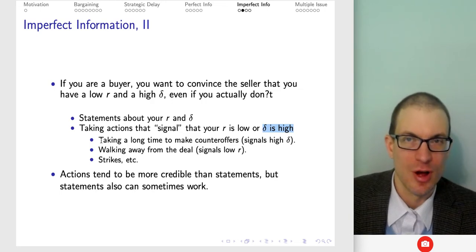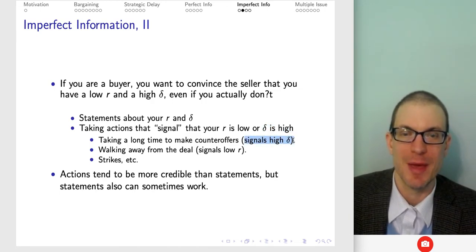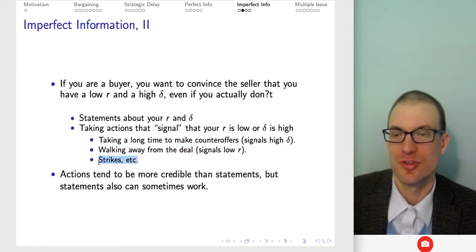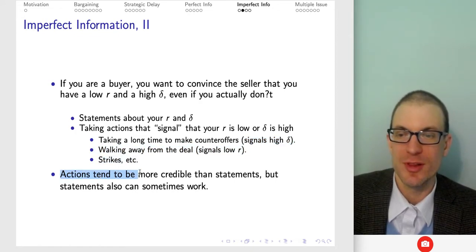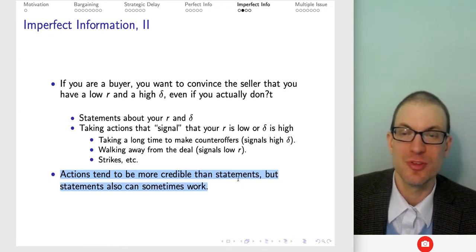Maybe take a really long time to make counteroffers, that signals high patience. Walk away from a deal, that signals low reservation price. There's strikes and so on and so forth. Ultimately, actions are more credible than statements, but statements can also work, especially because what really matters is beliefs.